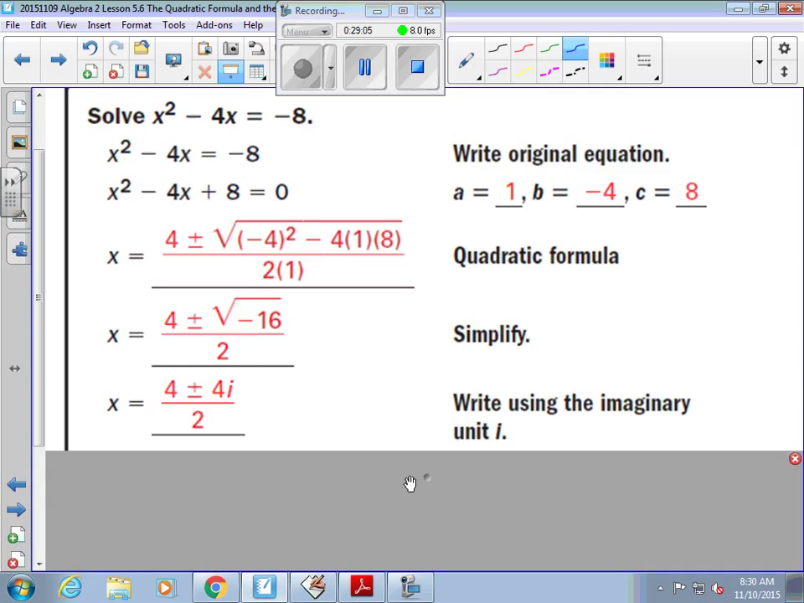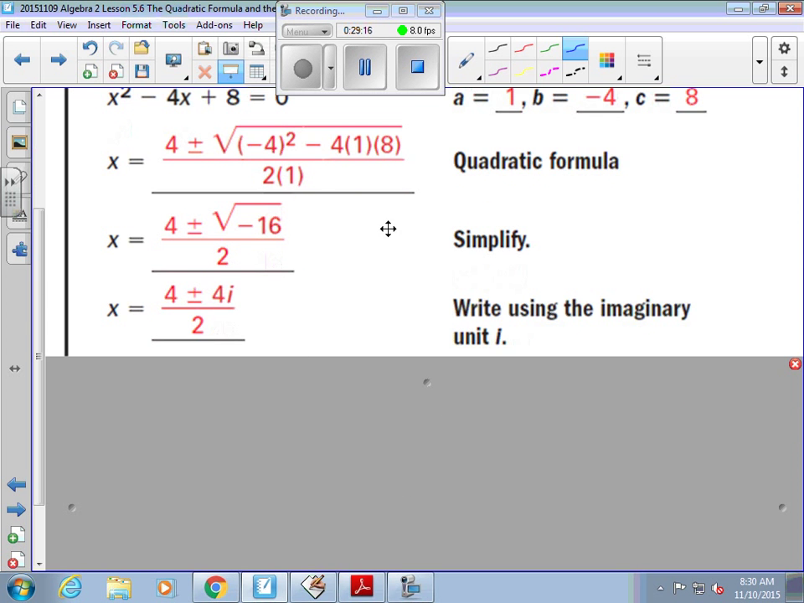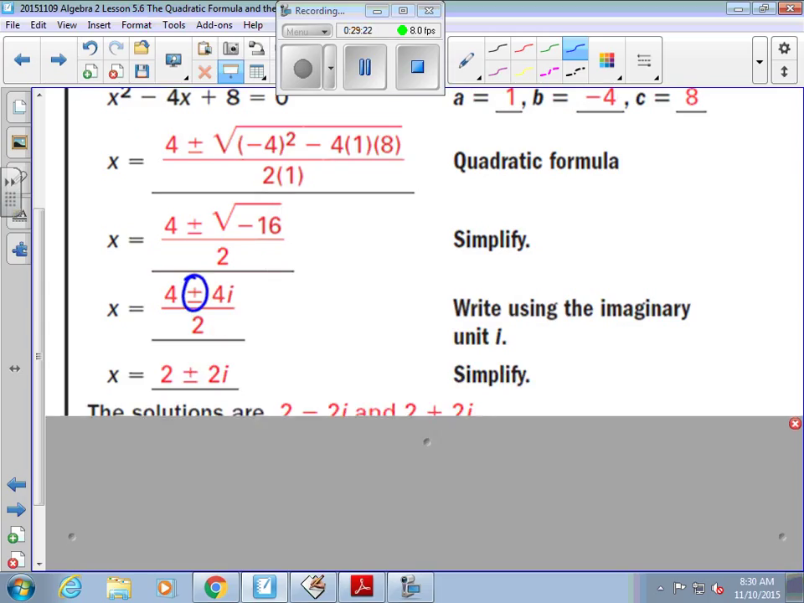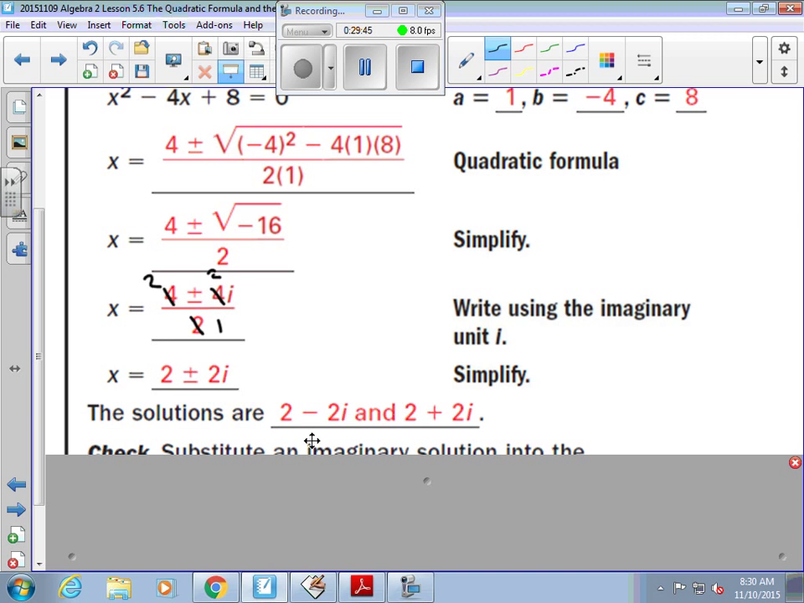So at this point, just like the first example that had two real solutions, now it's going to say 4 plus 4i over 2 and 4 minus 4i over 2. And again, that's what this symbol right here means, both plus and minus. So we can simplify this. 2 goes into itself once, and it goes into 4 twice, and into 4 twice. So notice we just eliminated the fraction. Again, same thing, just one more step, make it a little bit shorter. 2 plus 2i and 2 minus 2i. So it's both of those answers.